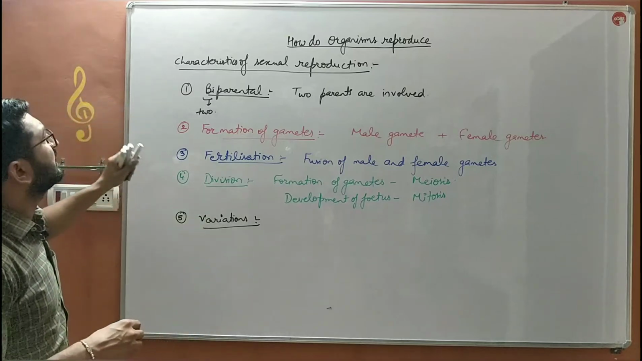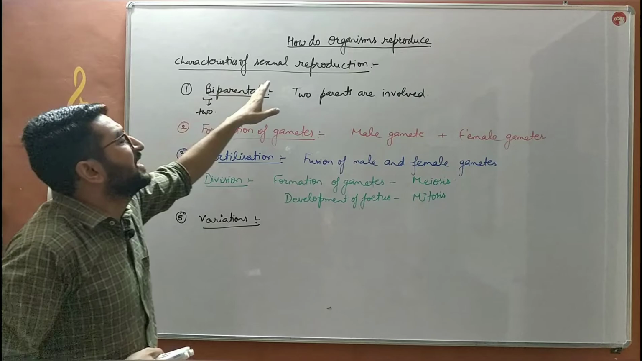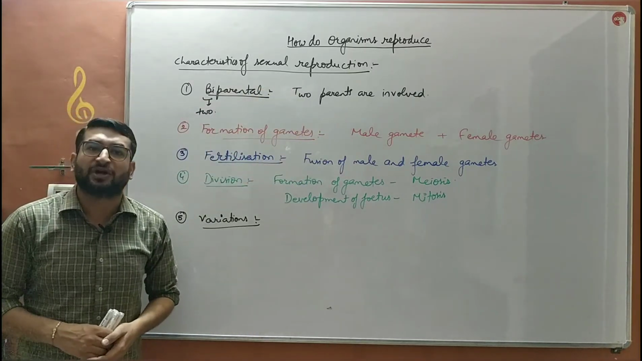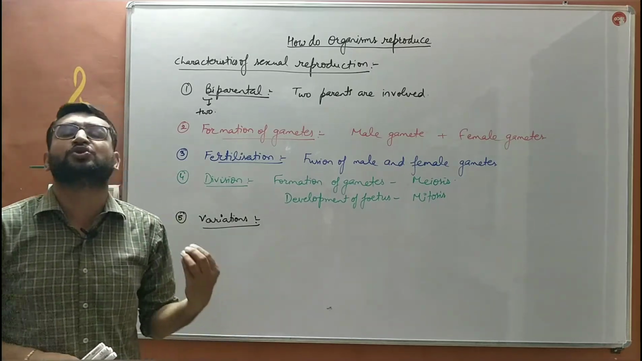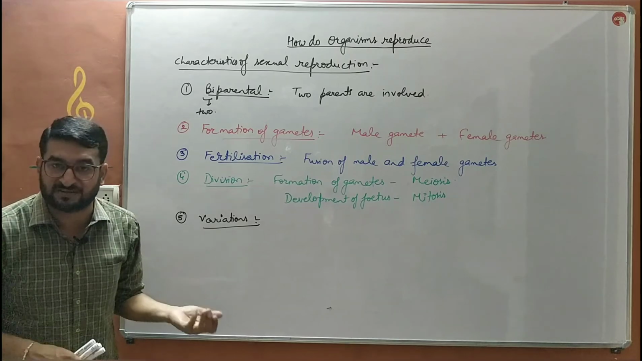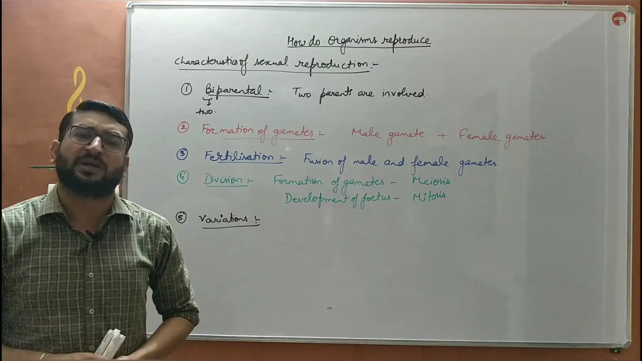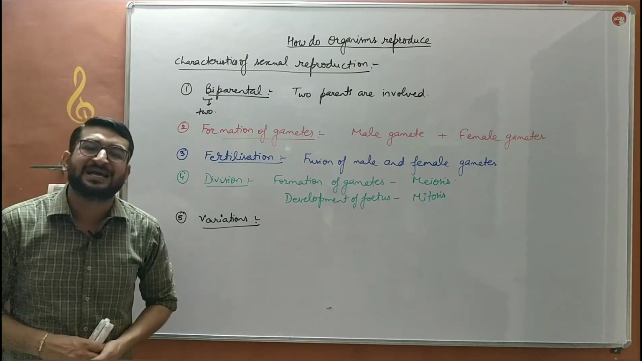So that is the difference, as well as these are the characteristics of the sexual mode of reproduction, the mode of reproduction in which two individuals are involved, and those two individuals are known as parents, and those two individuals will give rise to a young one by the formation of sex cells, reproductive cells, or gametes.